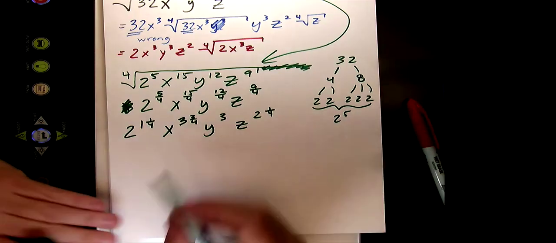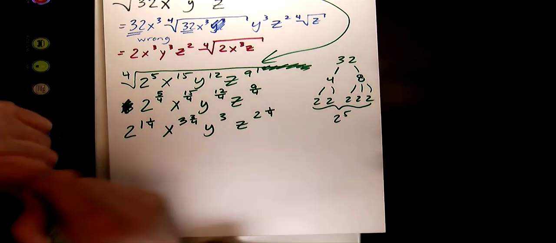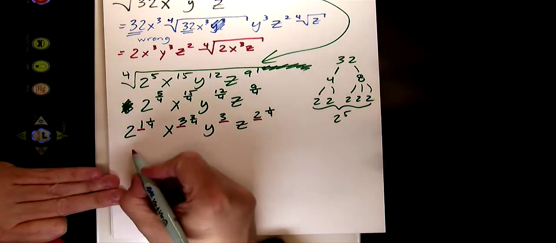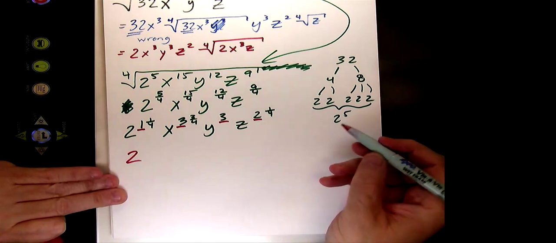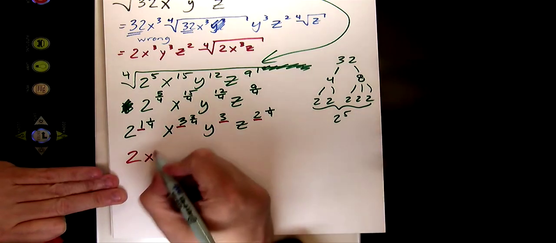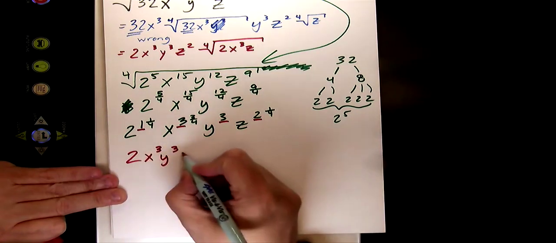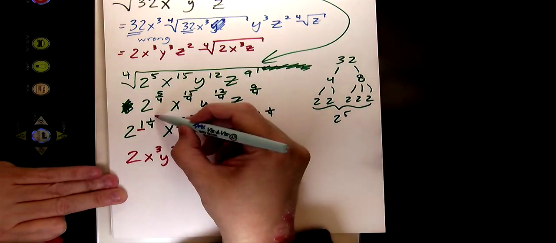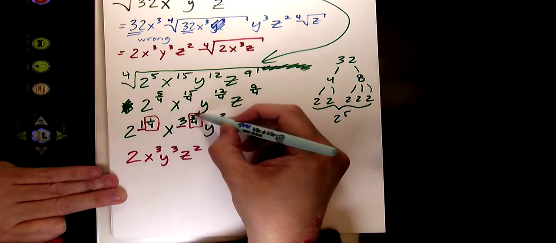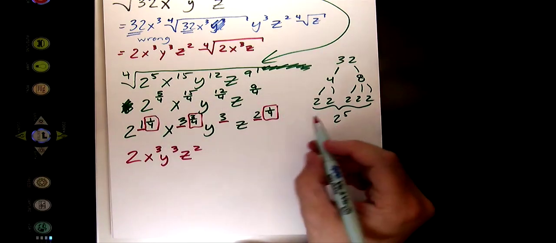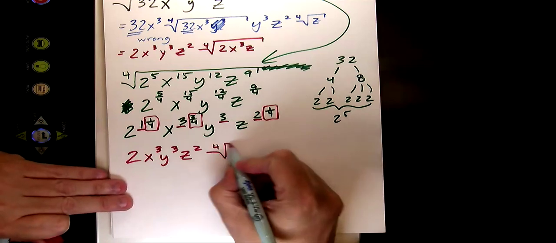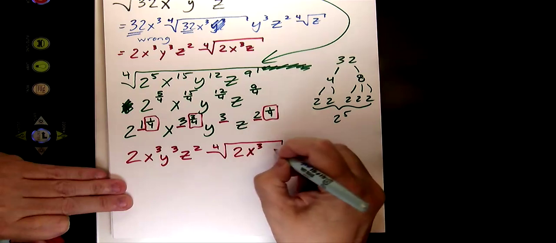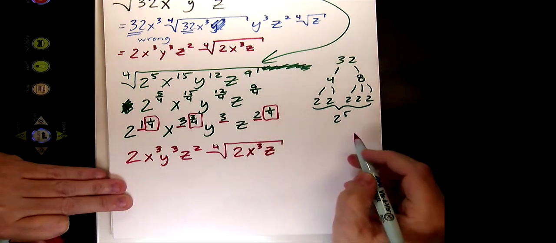So, anything with the whole exponent, we can strip and put outside. So I got a 2, and I'm not gonna put the 1 because it's a 1. x cubed, y cubed, z squared. And only things that have a fractional bit up here will go in the radical. And I have a 2, I have an x cubed, and I have a z, which looks like what you have.